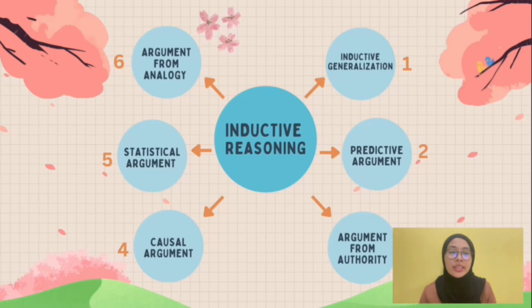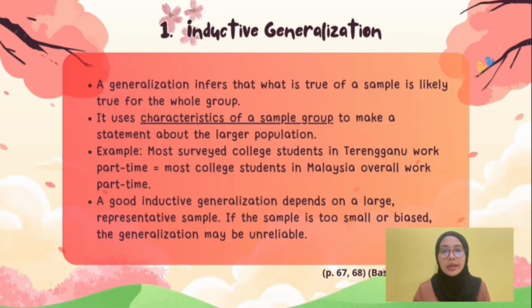Okay, so there are 6 types of inductive reasoning. The first one is inductive generalization, the second one is predictive argument, the third one is argument from authority, the fourth one is causal argument, the next one is statistical argument, and the last one is argument from analogy. Okay, the first one is inductive generalization.